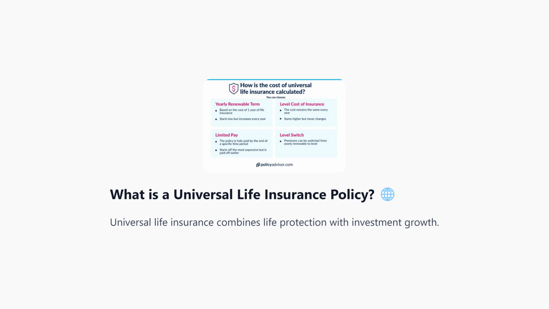Universal life insurance is a type of policy that blends life protection with investment growth. It provides a death benefit along with a cash value component that accumulates over time. Policyholders have the option to adjust both their premiums and the death benefit, giving more flexibility compared to traditional life policies. However, this flexibility can occasionally lead to complexities, such as creating a modified endowment contract, or MEC.